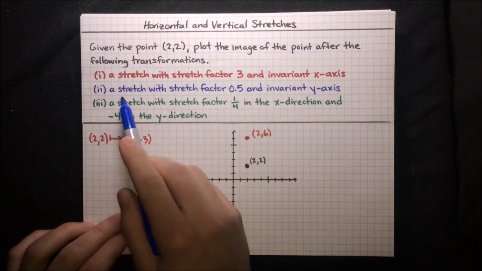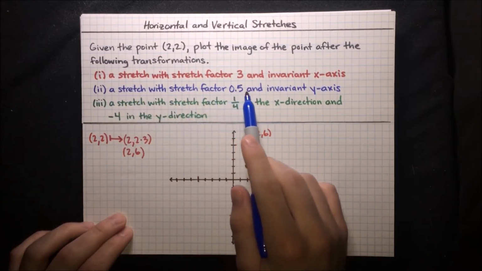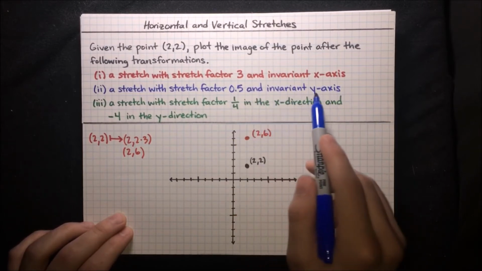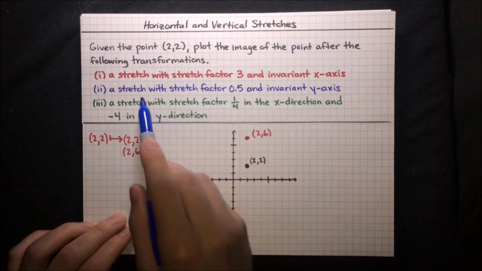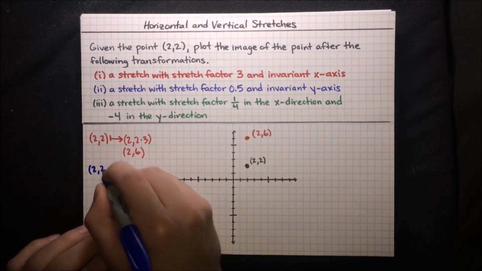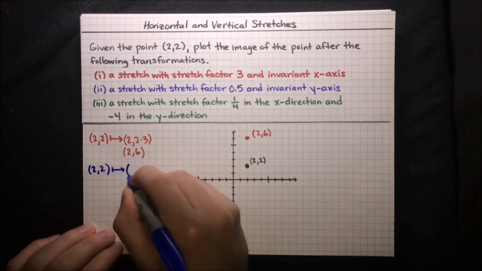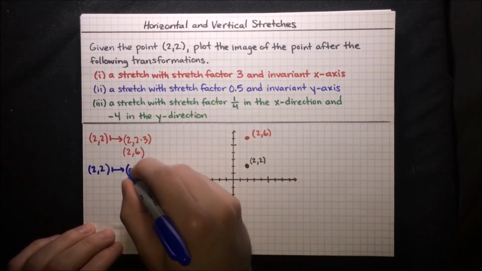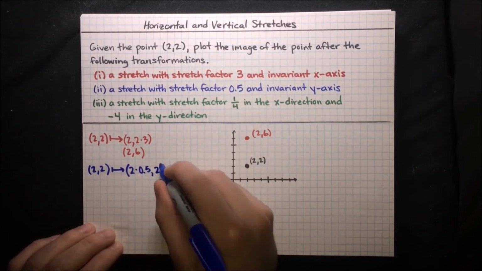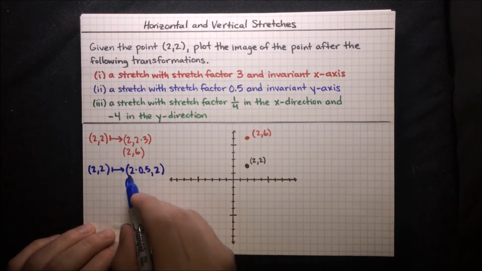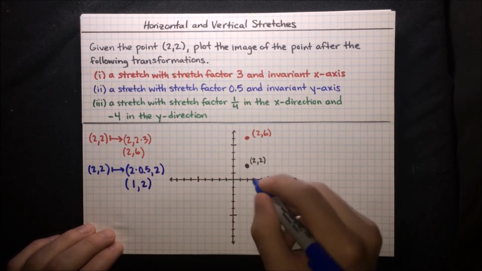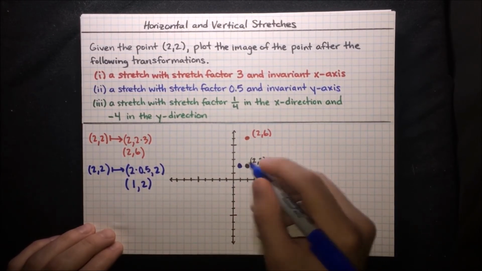Okay, on to the second transformation, a stretch with stretch factor 0.5 and invariant y-axis. Invariant y-axis means the y-coordinate is not changing this time. So it's the x-coordinate that the stretch factor is being applied to. So let's figure that out over here. That goes from (2, 2), and for the new point, we multiply the x-coordinate by 0.5, so 2 times 0.5, and the y-coordinate stays the same at 2. 2 times 0.5 is just 1, so (1, 2). So the new point is over here. Let's label it right there.